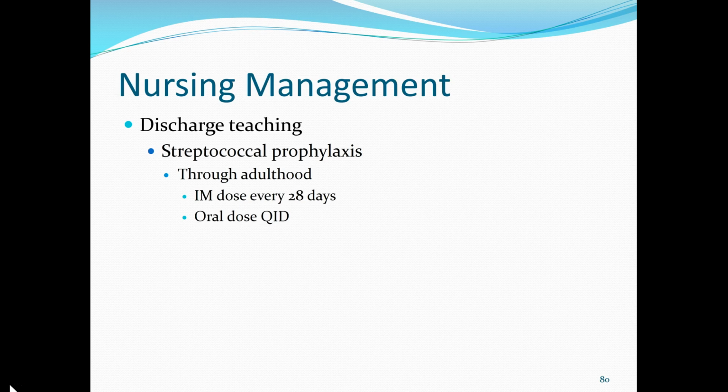So discharge teaching, they're going to be on strep prophylaxis throughout adulthood, because if they are exposed to strep, they are more likely to get rheumatic fever again, and so we're going to try and prevent them from getting strep. So again, it's going to be throughout adulthood. So they're either going to get an IM dose of bicillin every 28 days, or they're going to get an oral dose of penicillin 3 times a day. So you kind of pick your poison on that one.